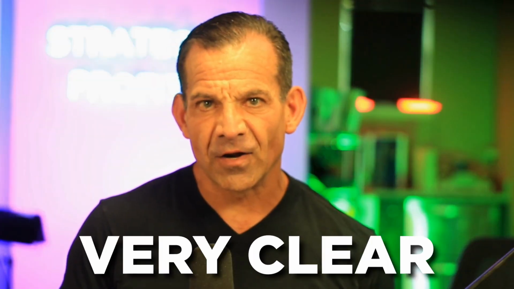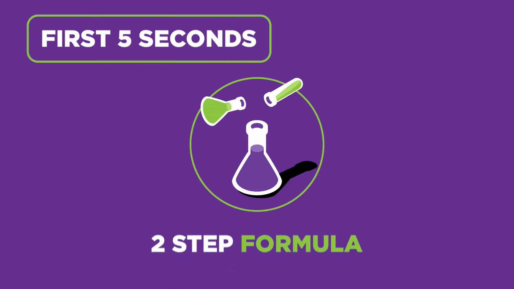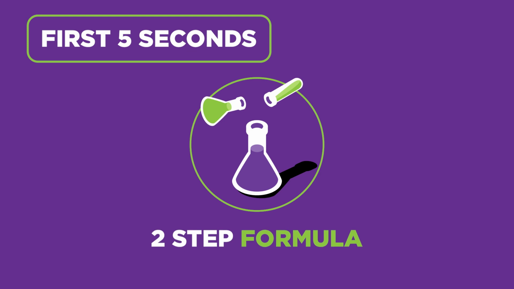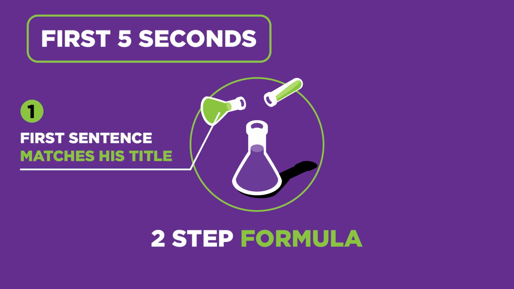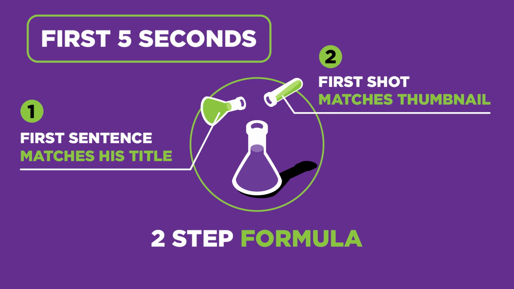Mr. Beast is very clear that in the first 5 seconds of a video, you need to meet the expectations of your viewer. To do that, he applies a 2-step formula to the very beginning of every one of his videos. First, his first sentence matches his title, and second, his first shot matches his thumbnail. Let's take a look at an example.